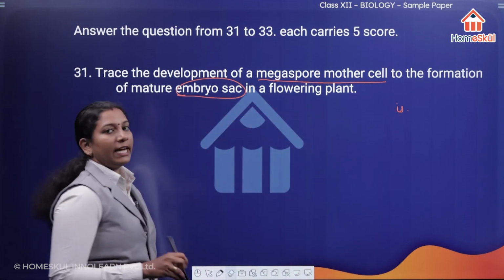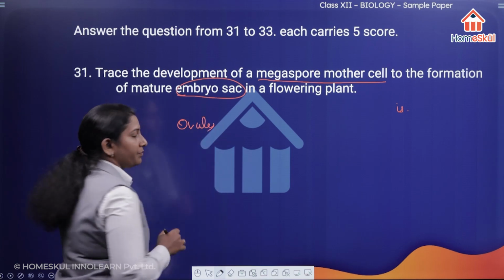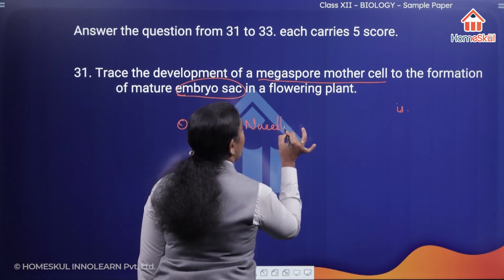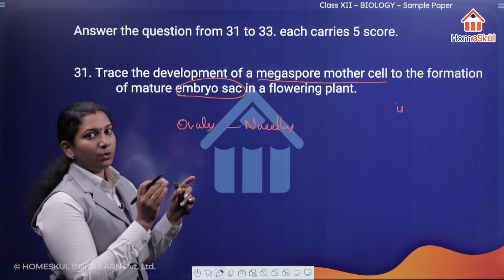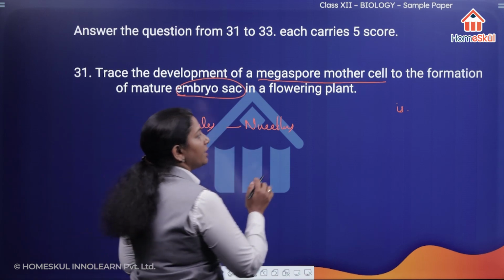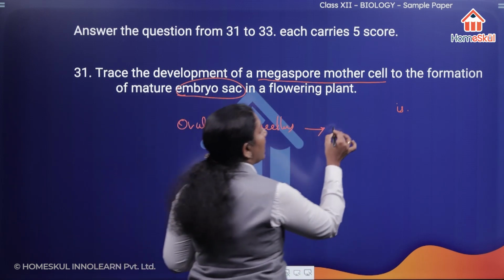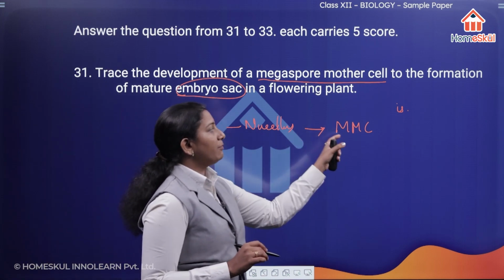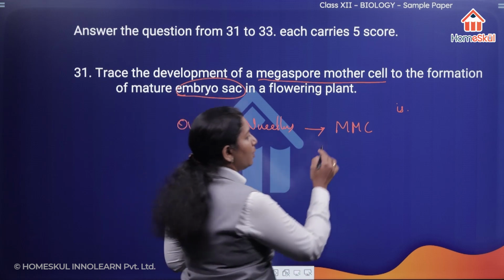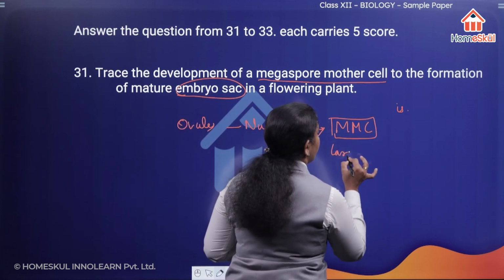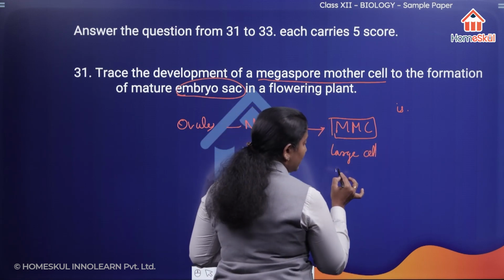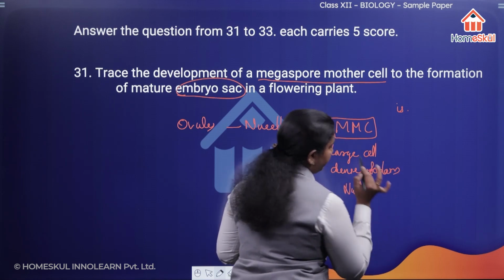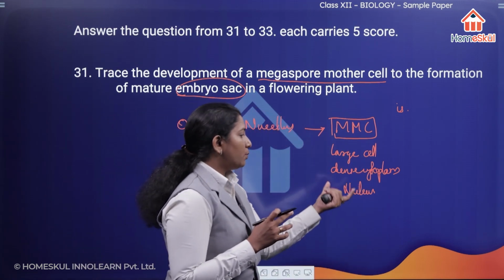And for the development of this process of megasporogenesis, what happens actually? We know that in flowering plants, ovules are there. Inside these ovules, we have a large space with a nucellus tissue inside it. Inside the nucellus tissue, many cells will be present, and some of the nucellar cells will get differentiated to form the megaspore mother cell. The megaspore mother cell is a large cell with dense cytoplasm and a nucleus inside it.